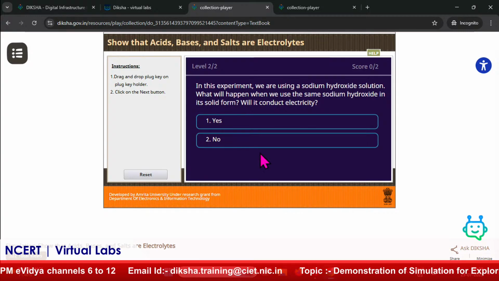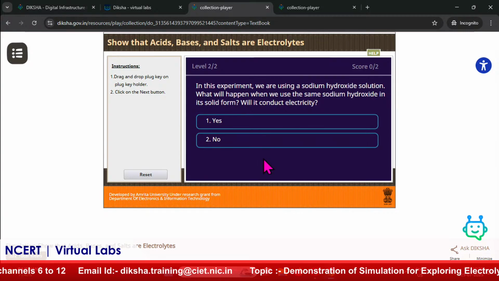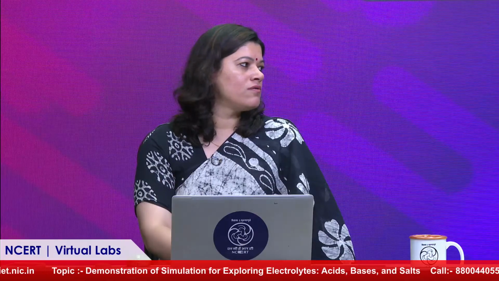So here we can see in this experiment we are using sodium hydroxide solution. What will happen when we use the same sodium hydroxide in its solid form? Will it conduct electricity or not? Harpreet, what do you think? Because I told in the beginning that we need to have an aqueous solution. Now here we are asking, if I replace the aqueous solution with a solid form, whether the electricity will pass or not. Because we need an aqueous medium for the liberation of ions, and those ions are responsible for the mobility and conduction of electricity.